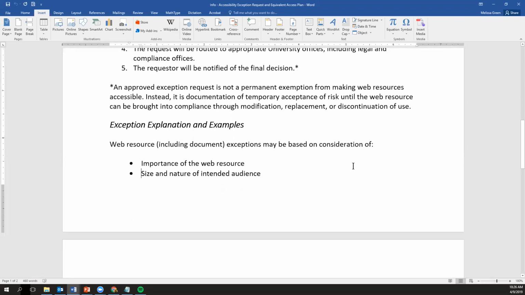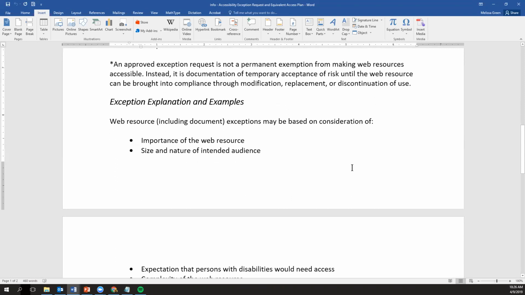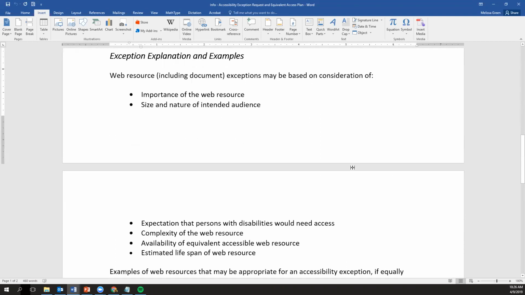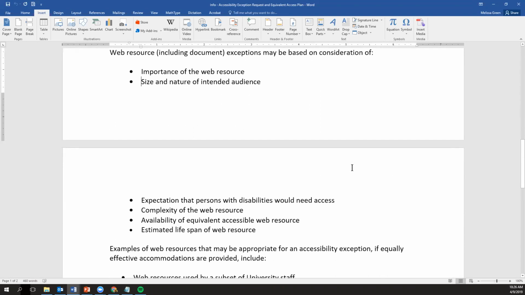Some of the instances in which it might be appropriate to make these requests: the importance of the web resource, the size and the nature of the intended audience, the expectation that persons with disabilities would need access, the complexity of the web resource, the availability of equivalent accessible web resources, and the estimated lifespan of the web resources. These are things that would be taken into consideration when deciding whether or not an exception is appropriate.